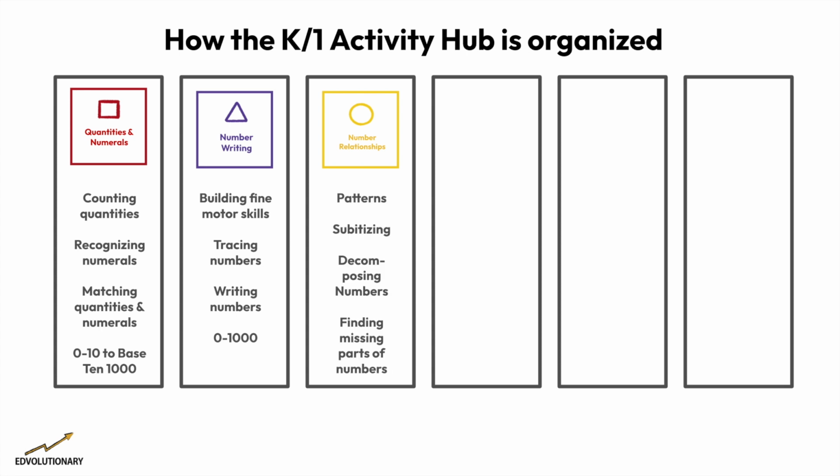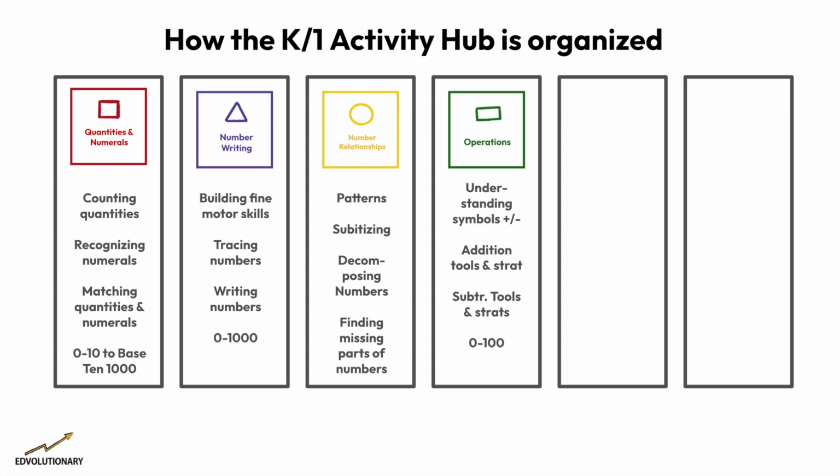Then we have number relationships. That's going to be things like patterns, subitizing, decomposing numbers, finding missing parts of numbers, and so on. Operations, which is going to get into understanding symbols, tools, and strategies for addition and subtraction. And we'll do that up to 100 at least. Again, this is a K1 trajectory that we're also eventually building out to second grade, so these will get bigger.